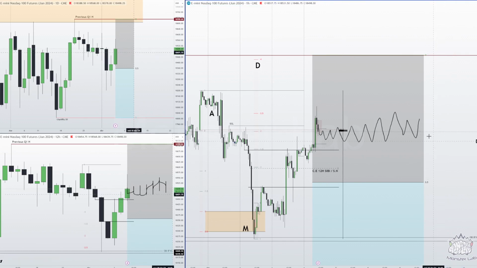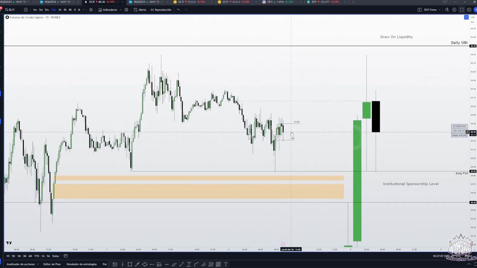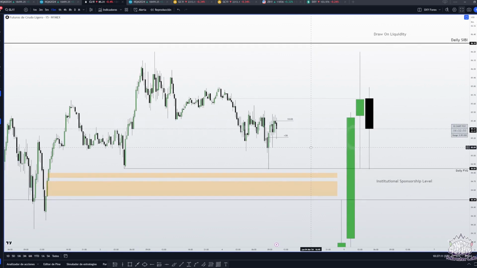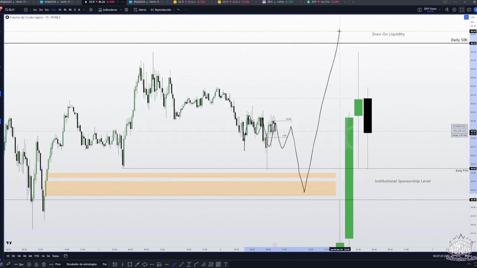For this reason, include the oil. It's the same idea. Look here. Don't move above the 10 a.m. So if price continues in this accumulation phase, it's probable tomorrow it moves inside this fair value gap's basis and moves to the daily CB or the draw on liquidity.